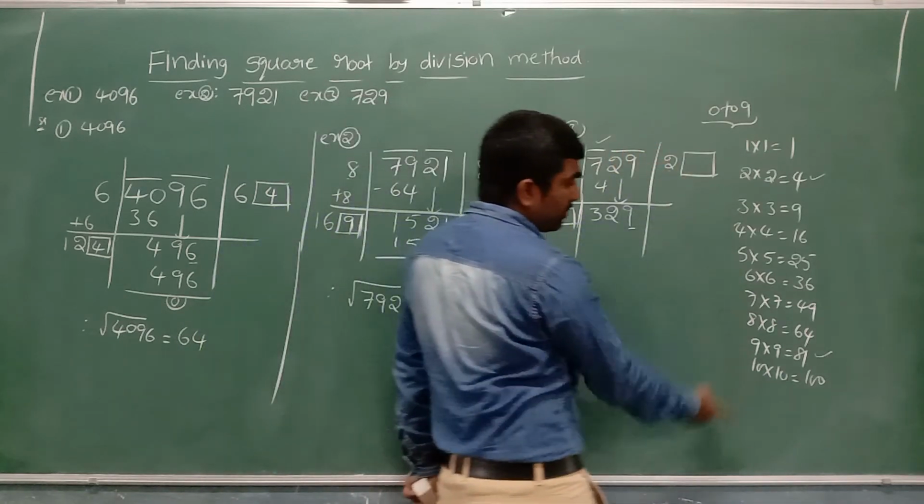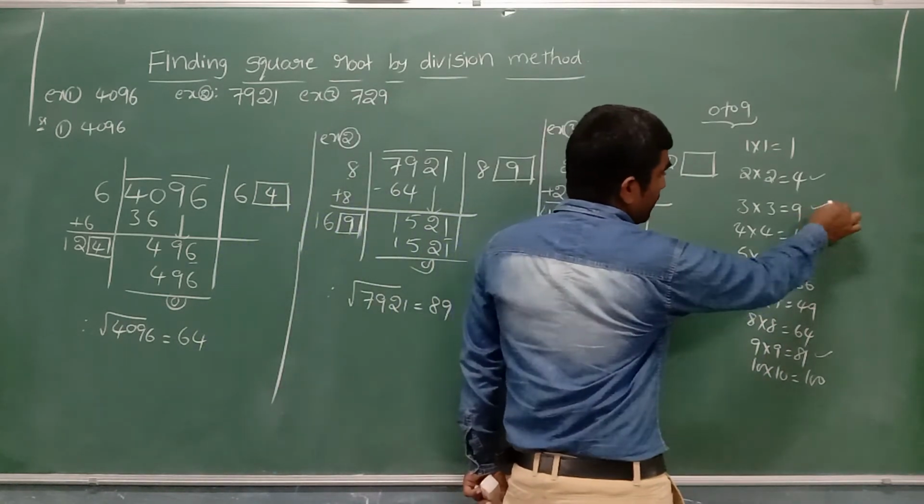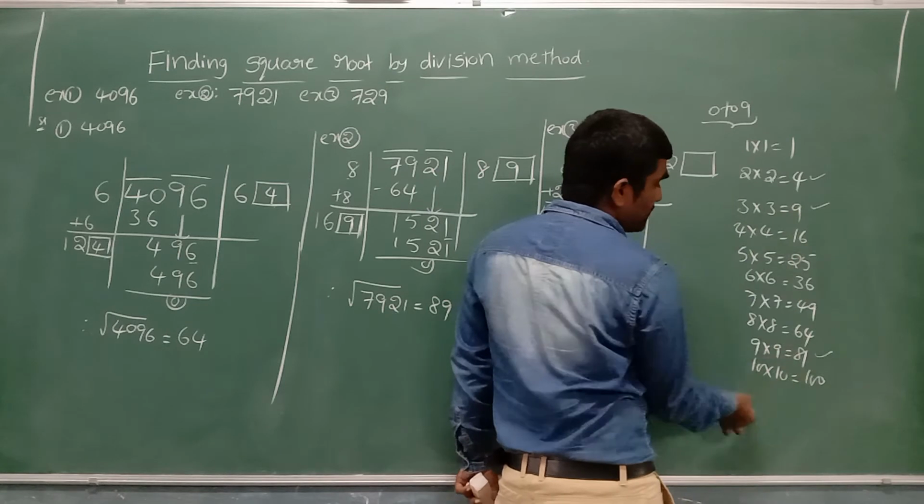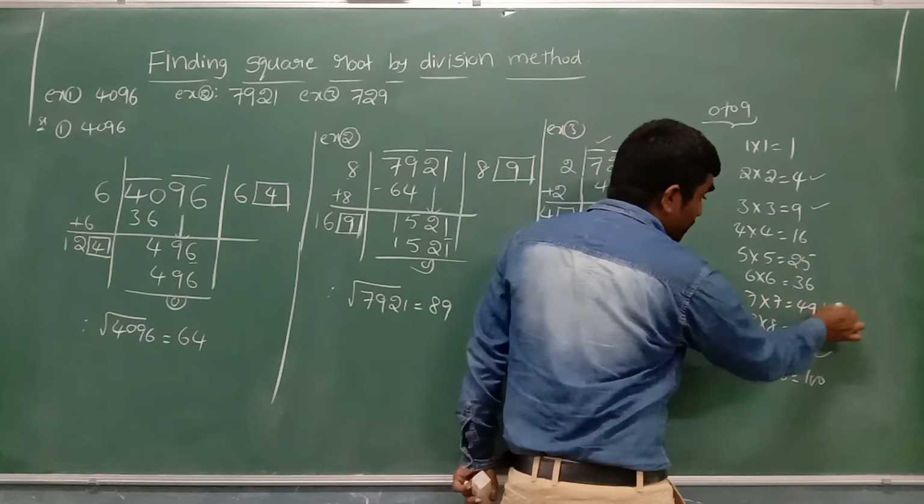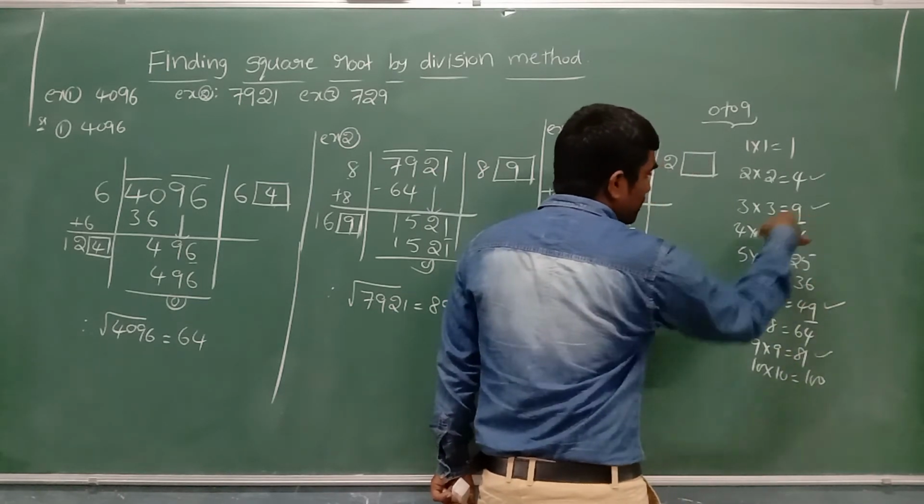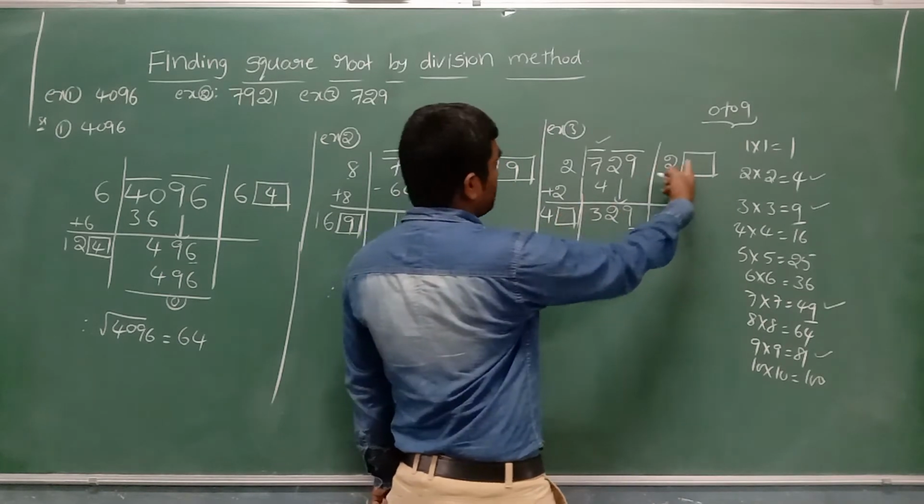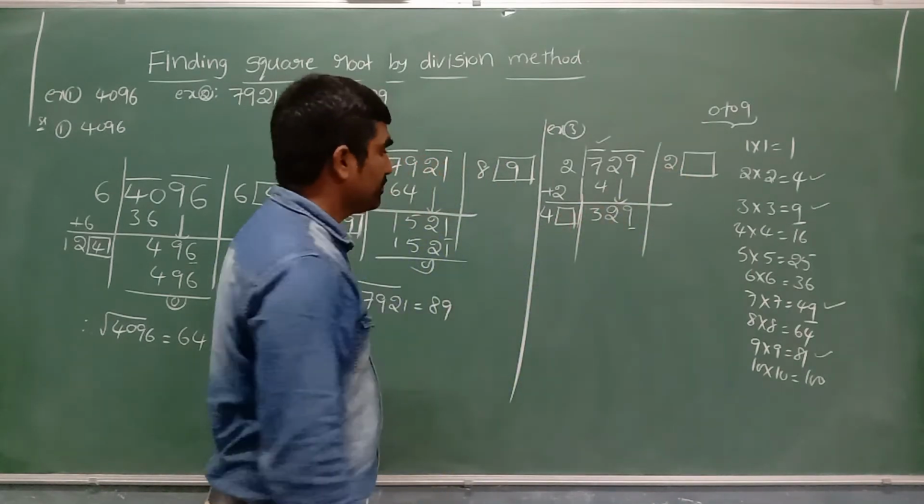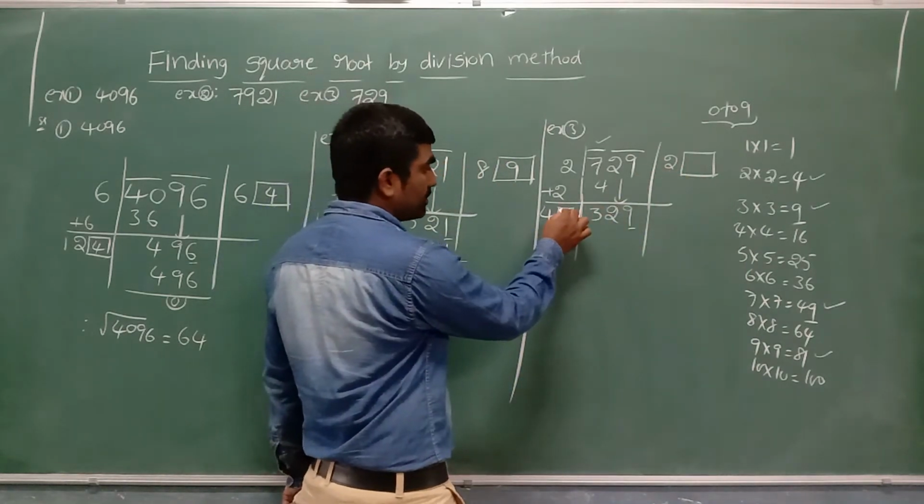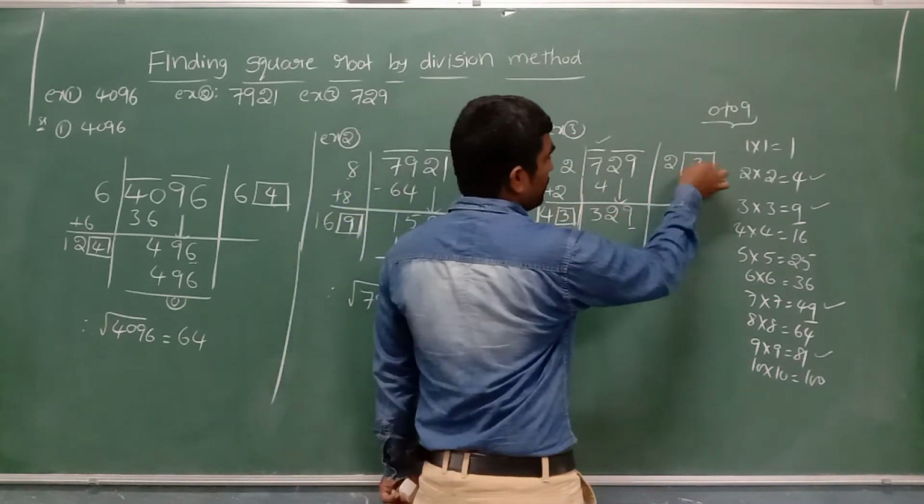Tell me where we can see the ones place digit is 9. In the case of 3, 3 threes are 9, ones place 9. In the case of 7, 7 sevens are 49, ones place 9. Yes. Now the suitable possibilities are only 3 and 9. Let us write 3 first, and write here as 3.